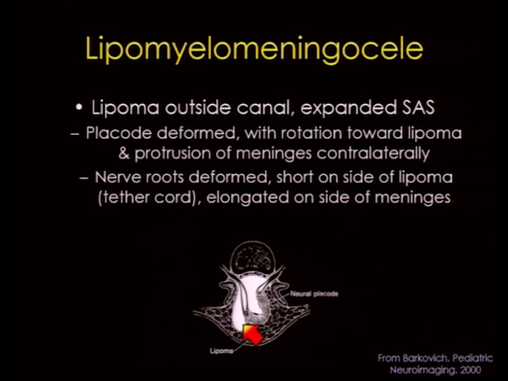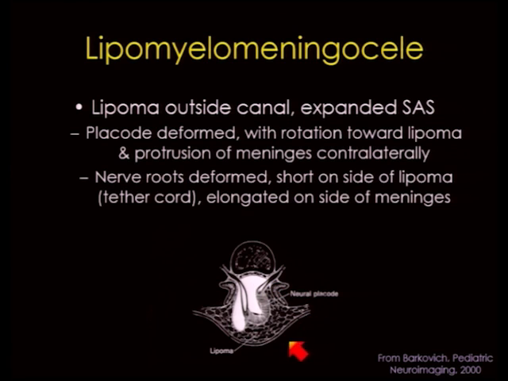But very frequently, it's an asymmetrical process. So the placode comes in, and the fat comes in and rotates around, and that allows the contralateral subarachnoid space to dilate out or balloon out. And that's what distinguishes the lipomyelomeningocele from the lipomyelocele.